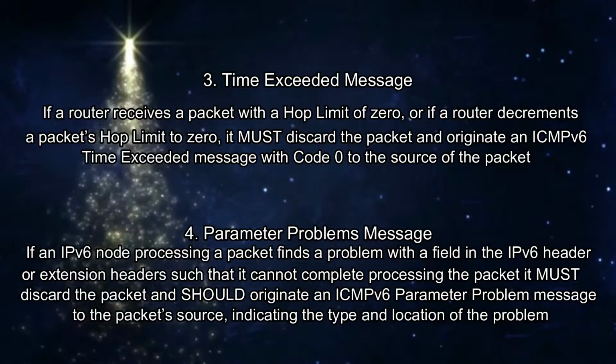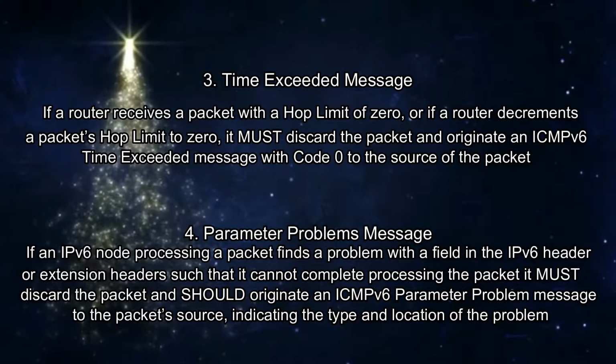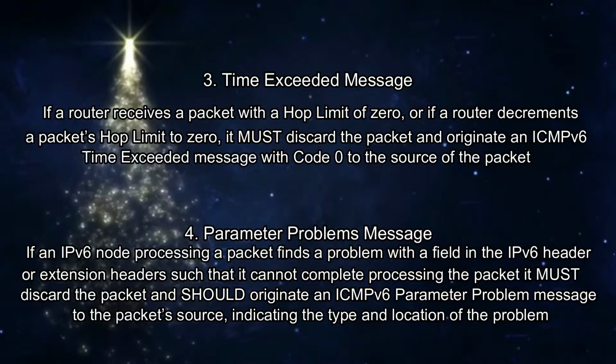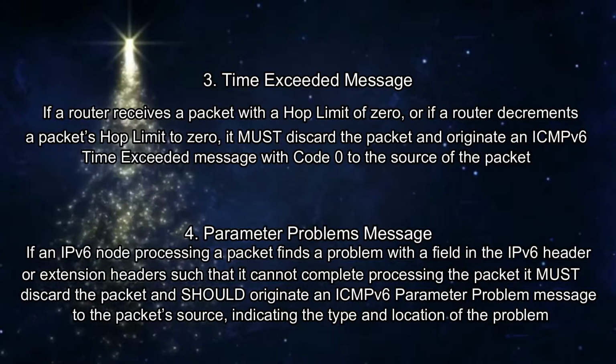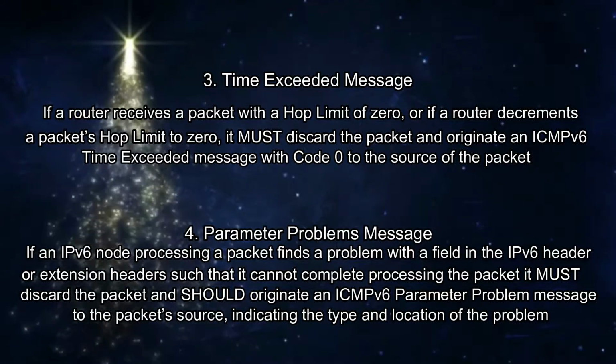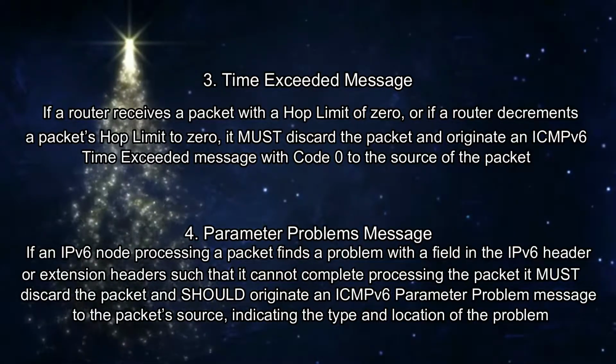The third is time exceeded message. If a router receives a packet with a hop limit of 0, or if a router decrements a packet's hop limit to 0, it must discard the packet and originate an ICMPv6 time exceeded message with code 0 to the source of the packet. Lastly, the parameter problem message.